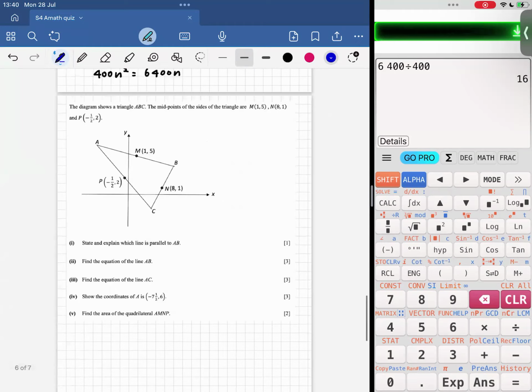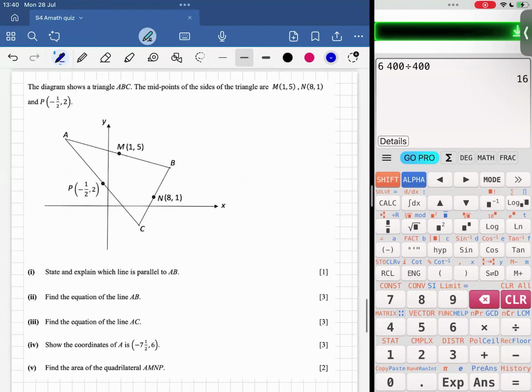Okay, next one, last one. Phew, finally. This one here is quite interesting because when we look at it, they actually gave you midpoints. A lot of us wouldn't be able to realize, but this question actually requires your midpoint theorem. All right. So what we have here is that they want you to explain which line is parallel to AB.